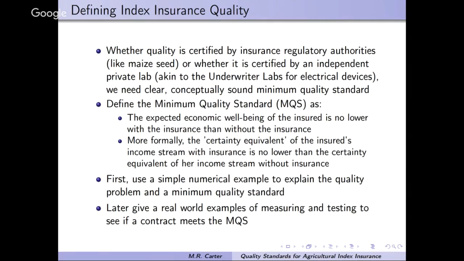So what I'd like to do first, and I'll spend a little more time on this first point, is really drive home what's going on with insurance and why this quality issue is so important. Then I'll give you an example of how one reaches these kinds of minimum quality standards. And then I'll close with a few thoughts on how we might certify these quality standards.